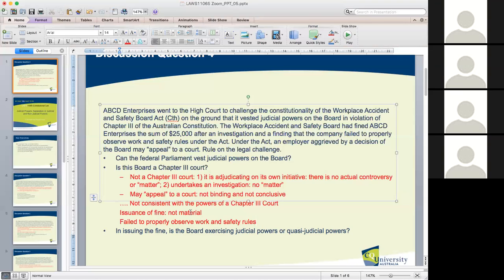It's like discretionary, sort of like they are investigating. It's not really what a court does. Well, why would that be discretionary? It doesn't seem to be discretionary. The question is, does it observe work and safety rules properly? It didn't say that the board has the discretion to determine whether work and safety rules have been observed. There is a standard by which it determines whether or not work and safety rules have been observed. The standard used is properly. So it's not according to discretion.